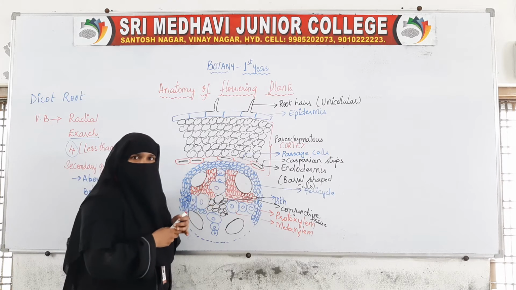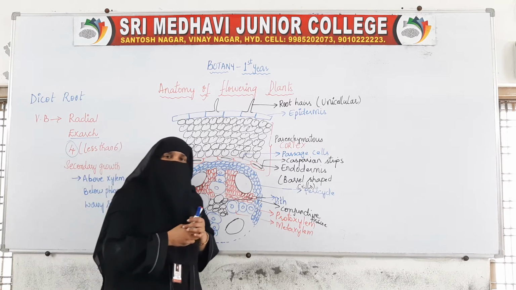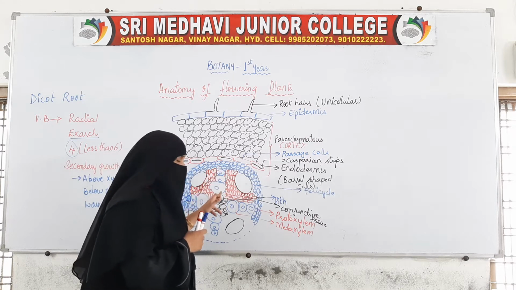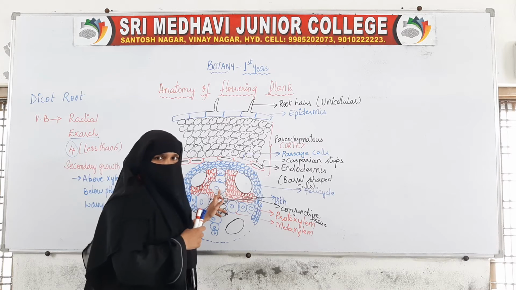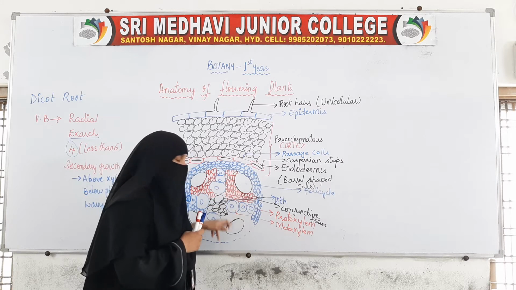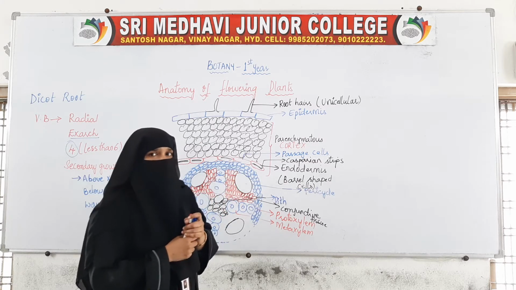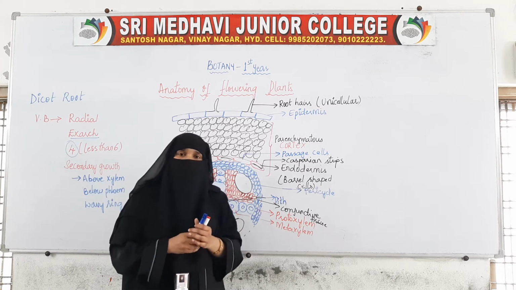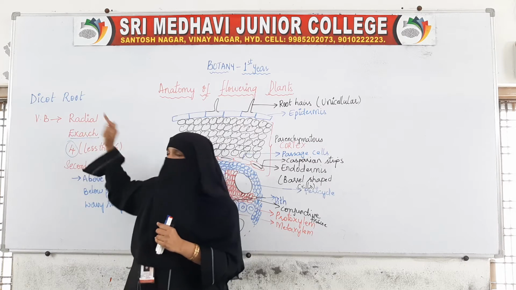Now below this endodermis is the pericycle. Here the vascular bundles are arranged. The arrangement of vascular bundles is radial, that is, on one radius there is xylem, on another radius phloem. Then xylem, phloem, alternating radii, xylem and phloem bands are present. That arrangement is called radial arrangement.